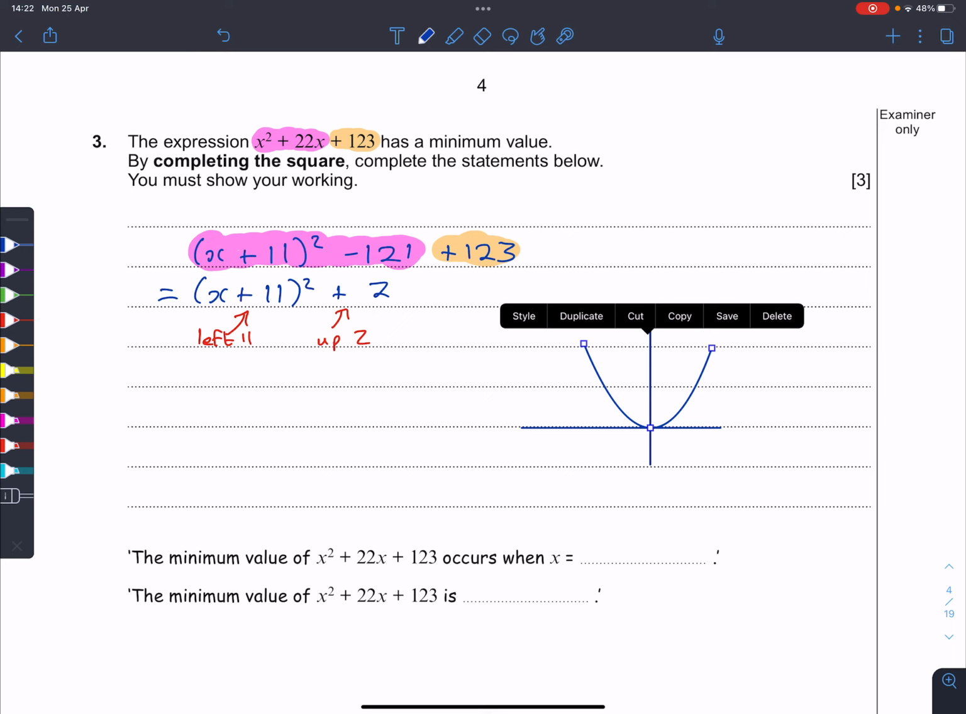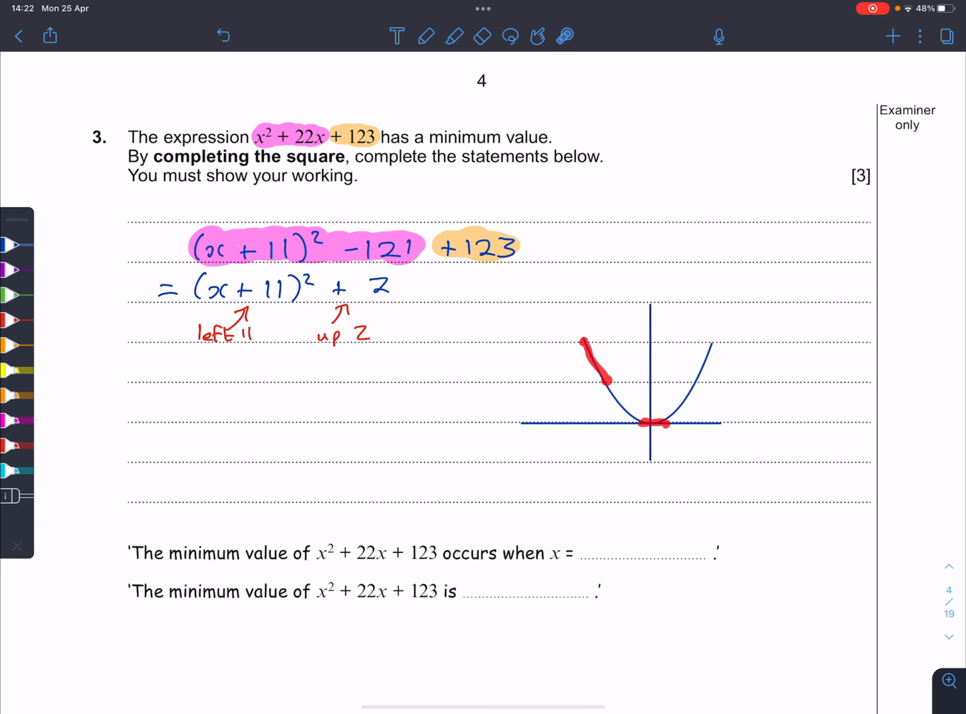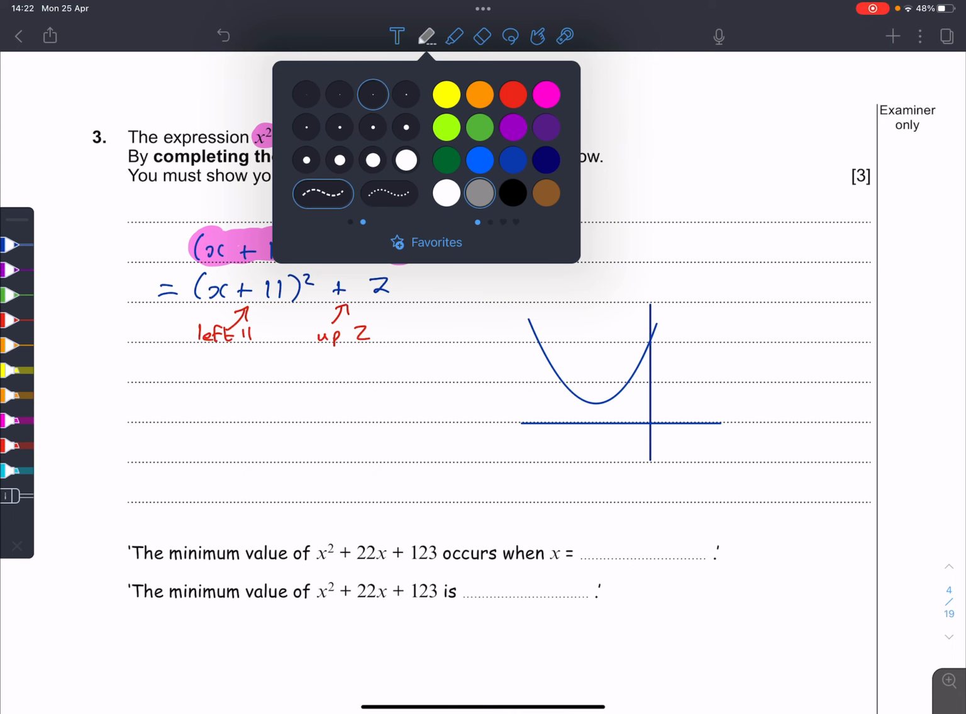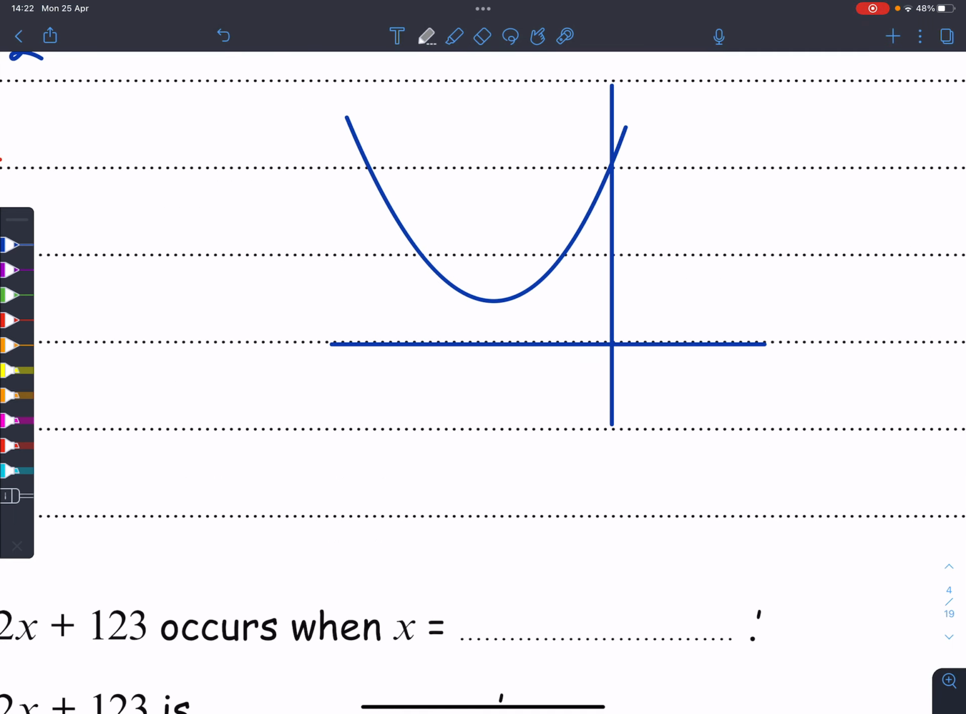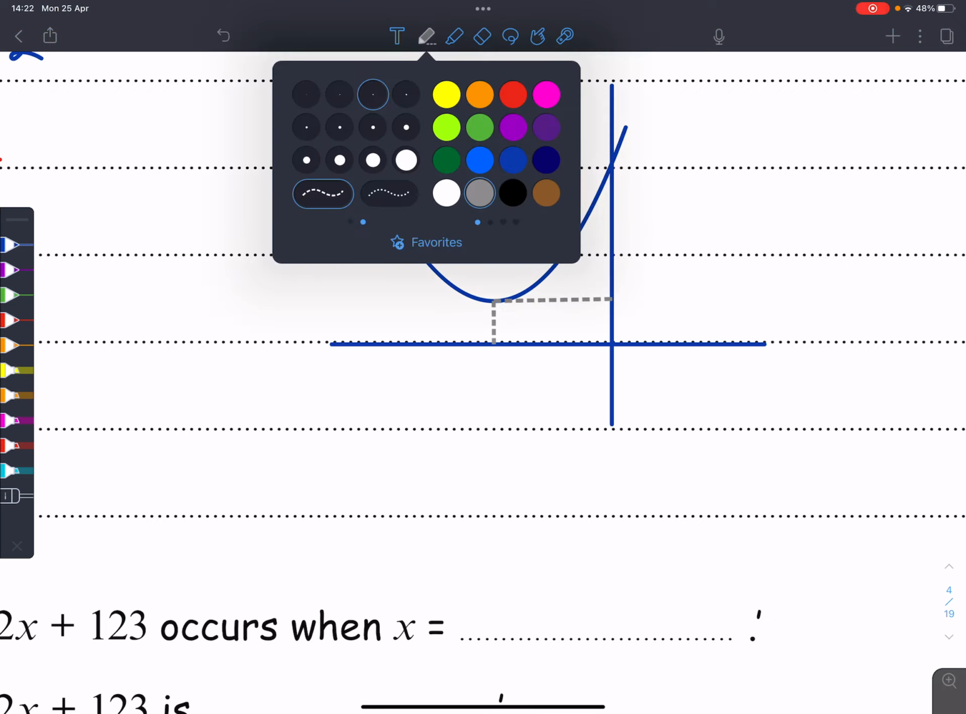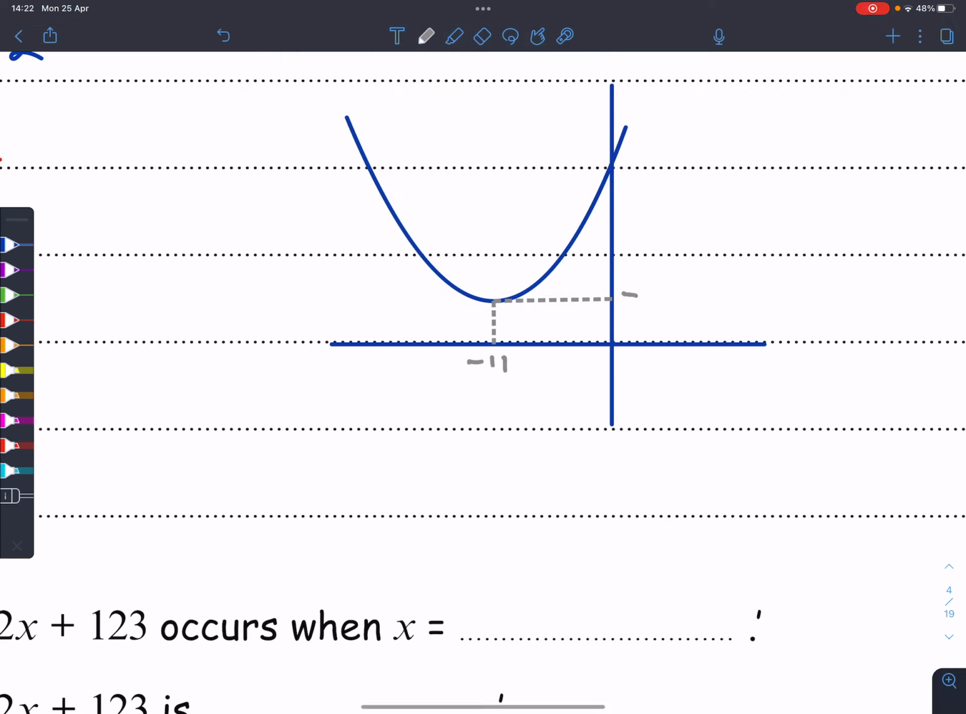There we go. At the moment, the bottom of that, so the smallest value, is here, because the curve doesn't get any lower than that. So if this is now moved 11 to the left and 2 up, then that bottom has moved 11 to the left and then 2 up. If we're going 11 to the left and 2 up, so negative 11 and positive 2.